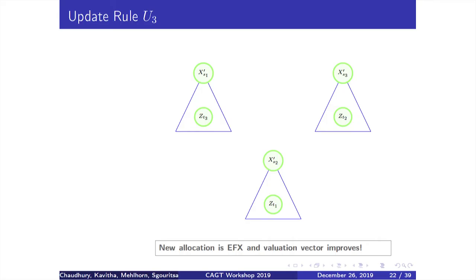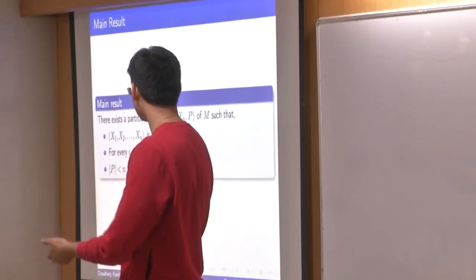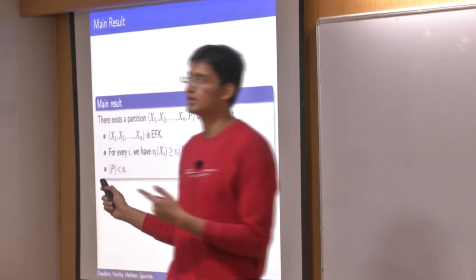OK, so the new allocation is EFX. The valuation vector improves. So now we stop when none of our update rules are applicable. And in that case, we have a partial allocation, which is EFX. Nobody envies the pool. The size of the pool is small, less than n goods go to charity. So this is the statement, this is what I promised you at the beginning. The important thing is this holds for general valuation functions.